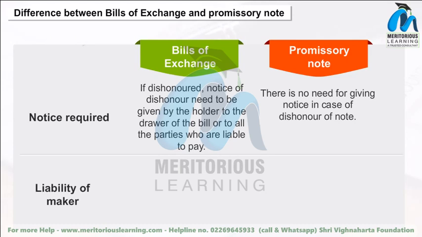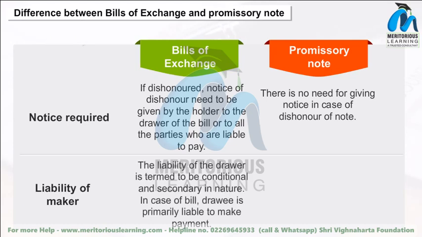7. Liability of maker. In case of a bill of exchange, the liability of the drawer is conditional and secondary in nature. In case of a bill, the drawee is primarily liable to make payment. The drawer becomes liable only when the drawee does not pay on the due date. In case of a promissory note, the liability of the maker of a note is primary and absolute.